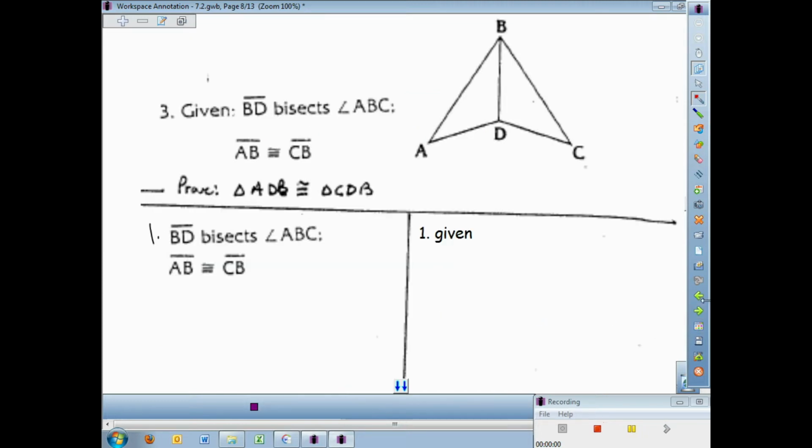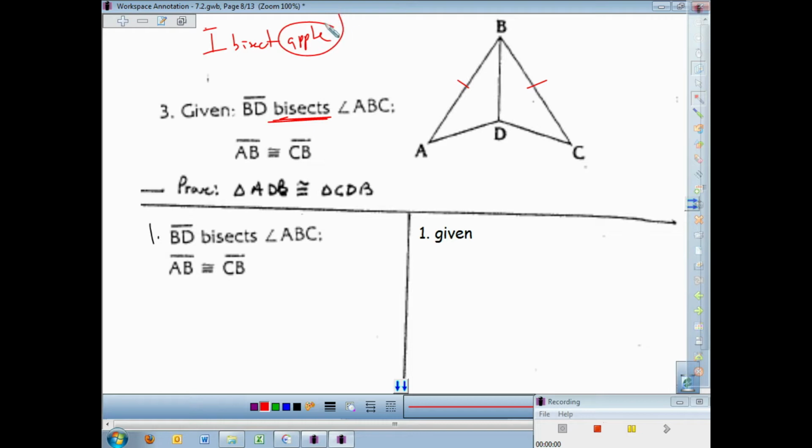So now we get another dirty word, we get a bisect. Let's mark all non-dirty information first. They say segment AB is congruent to segment CB. Got that. Then they say that segment BD bisects angle ABC. It's been a while since we used a bisector, so let me think about this. If I bisect an apple, bisect means cut into 2 equal pieces. If I bisect an apple, what got cut into 2 equal pieces? Me or the apple? Well, the apple got cut into 2 equal pieces.